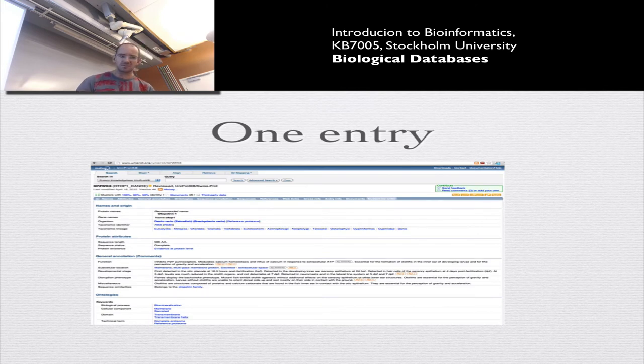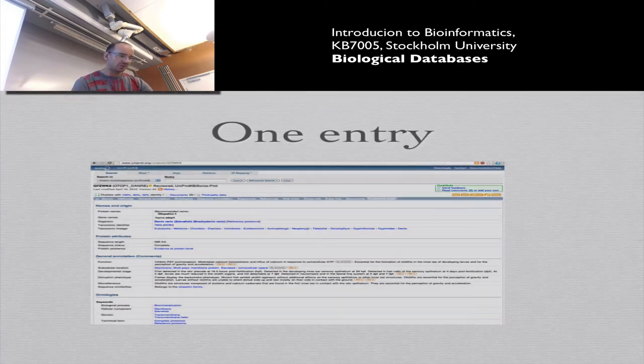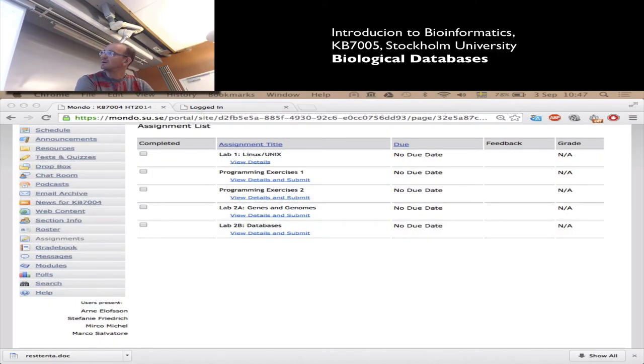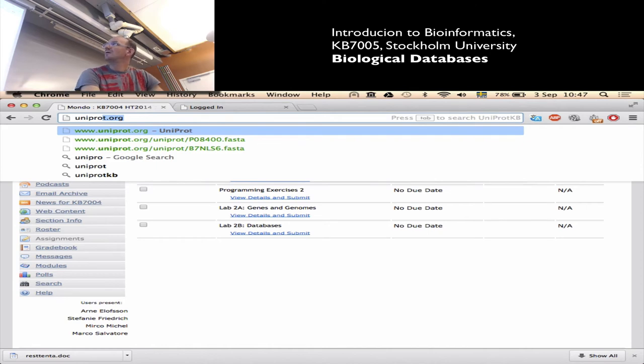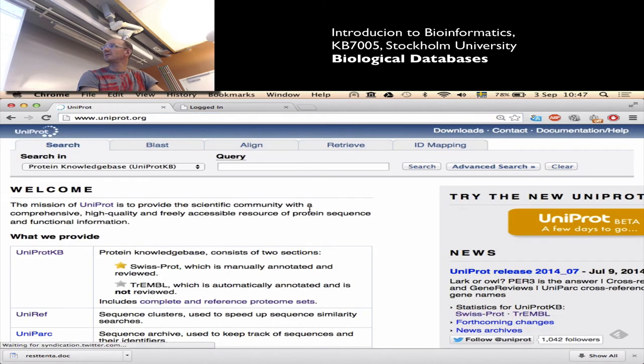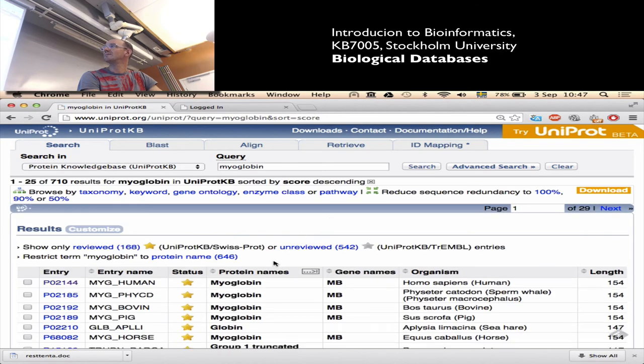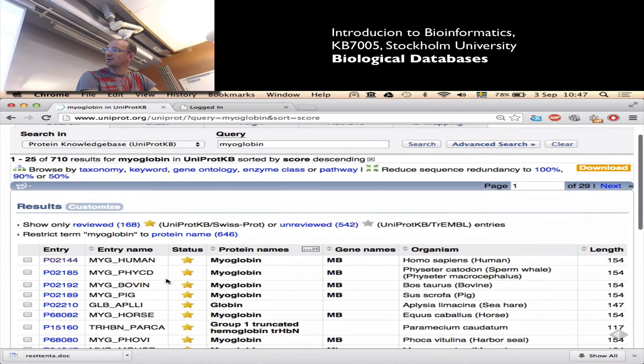You can't really see this, but let's actually do it. Let's go to UniProt here. That's better. So you can look at it here. Let's search for myoglobin, and you see there are 7 myoglobins here.